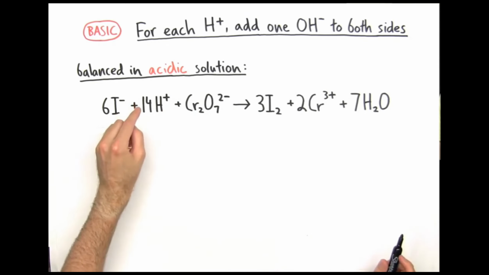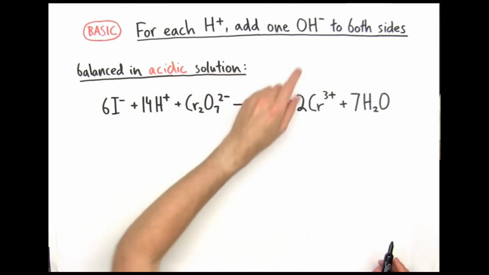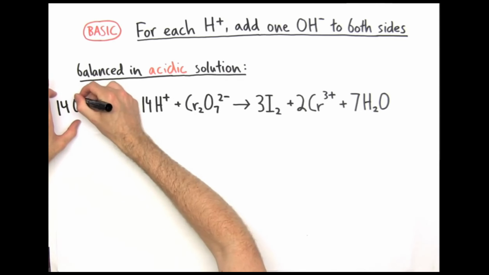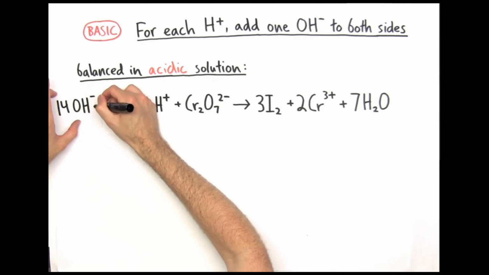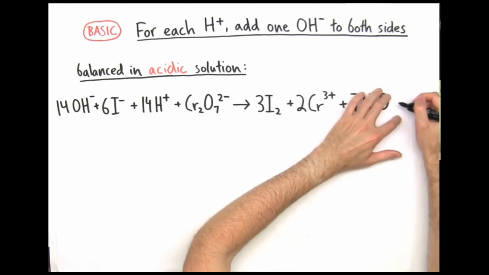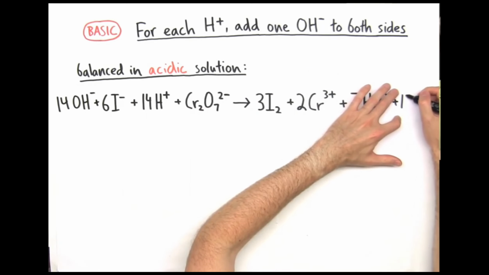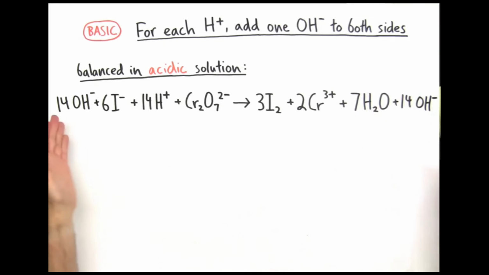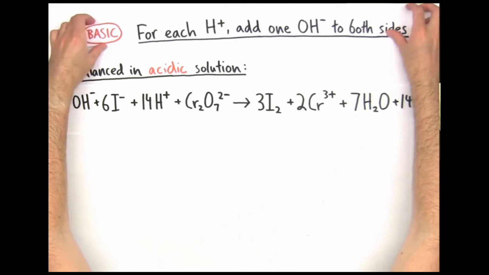Okay, so we have 14 H+ here. So I will add 14 OH- to this side. And then it says to add it to both sides. So on the other side here, I also want to add 14 OH-. Okay, add these to both sides.